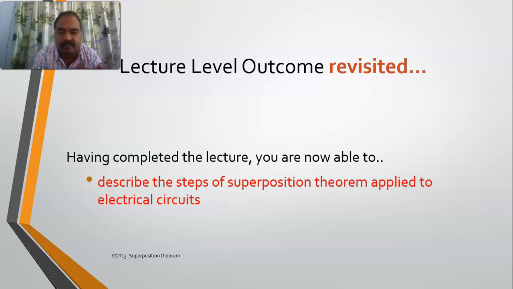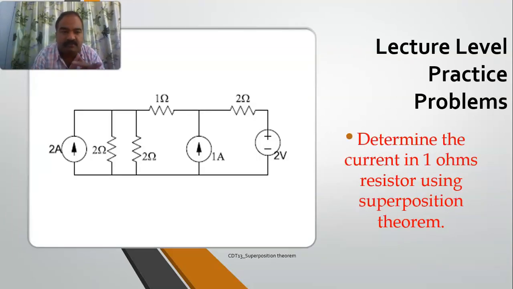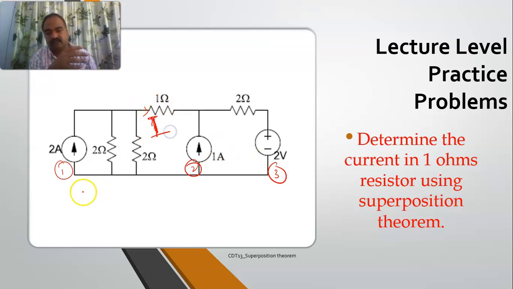So I hope that you are now able to describe the steps of the superposition theorem and apply it for analyzing a circuit. Try to solve this problem. Determine the current in the 1 ohm resistor using the superposition theorem. First of all, how many sources are there? This is source 1, source 2, source 3. I am asking to determine the current in this one, I1. When only the first source is acting, take it as I1. When only the second source is acting, take it as I2, then I3. And then you sum all these. Okay? That will be helpful for you.